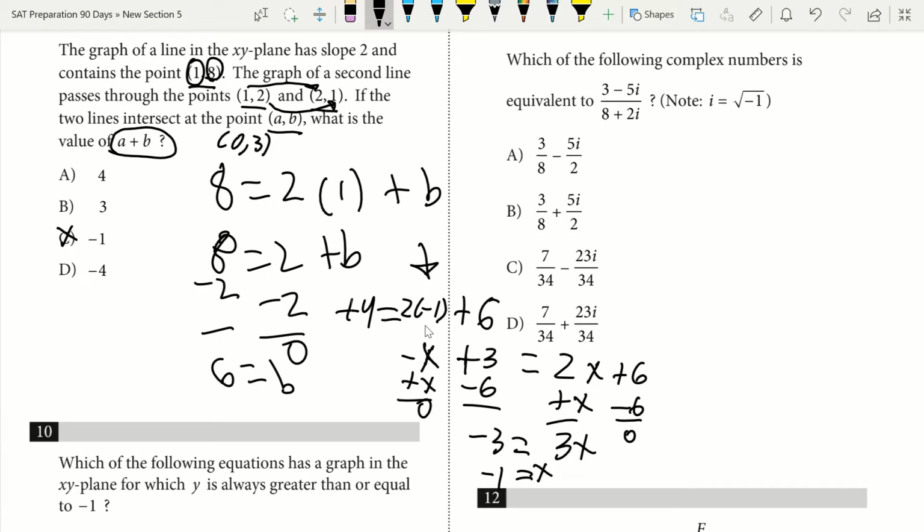So now we have to add a to b. We know that a is negative 1, and we know that b is our positive 4. Negative 1 plus 4 is going to give us positive 3. So our answer there is going to be answer choice B.